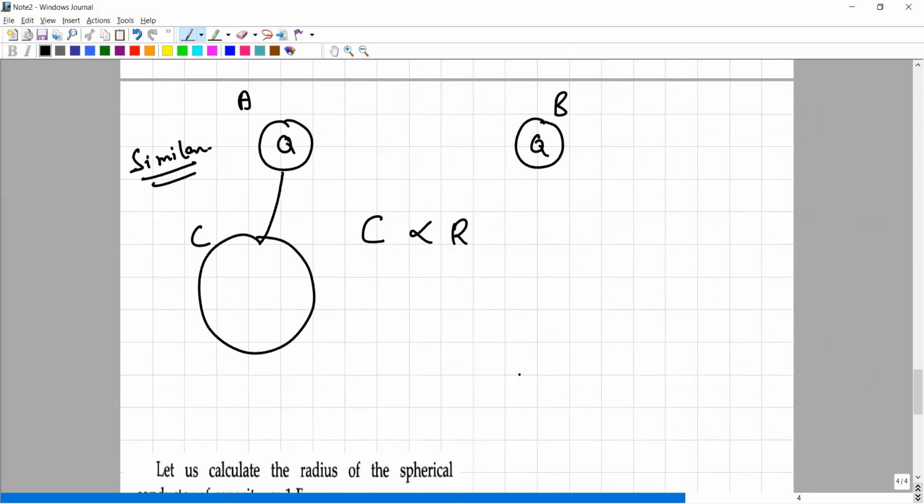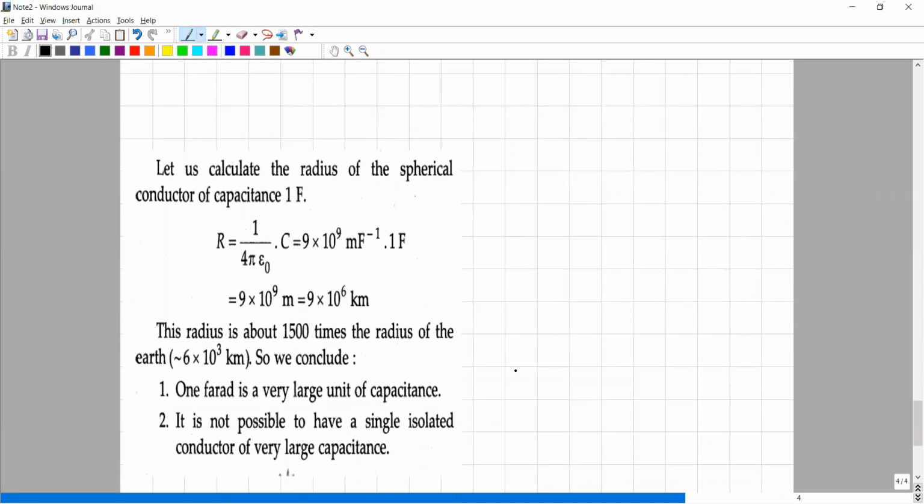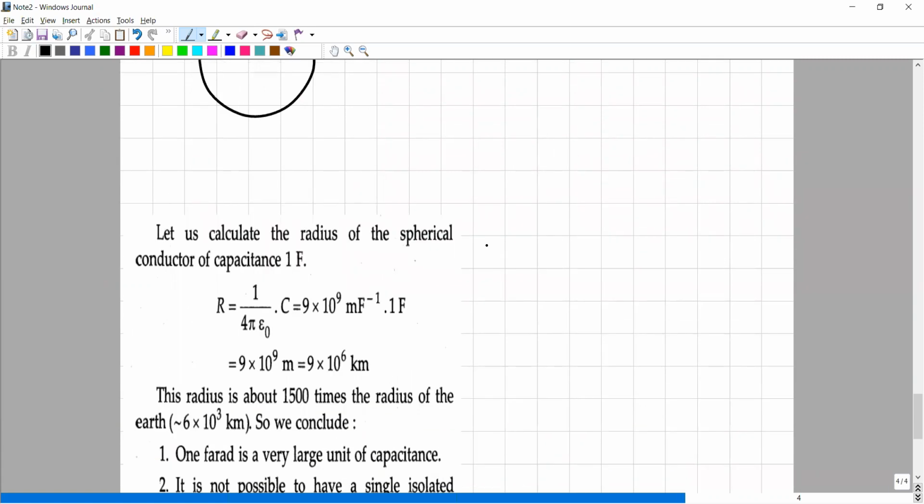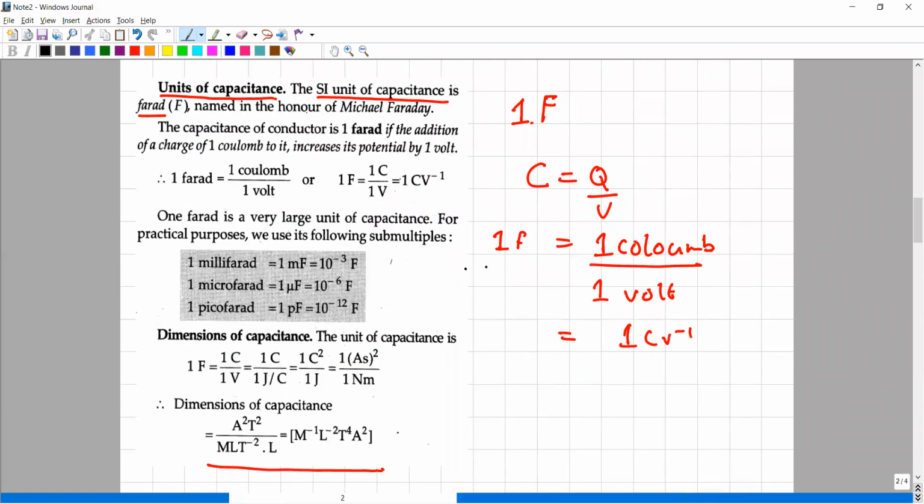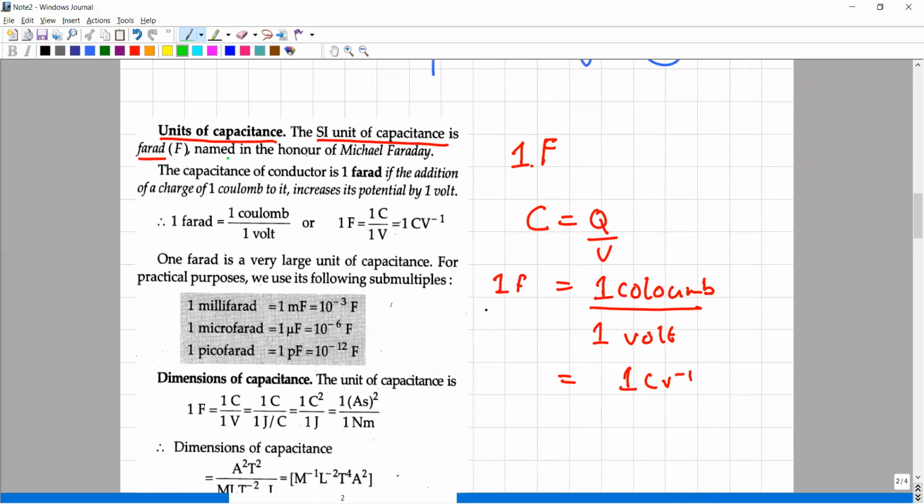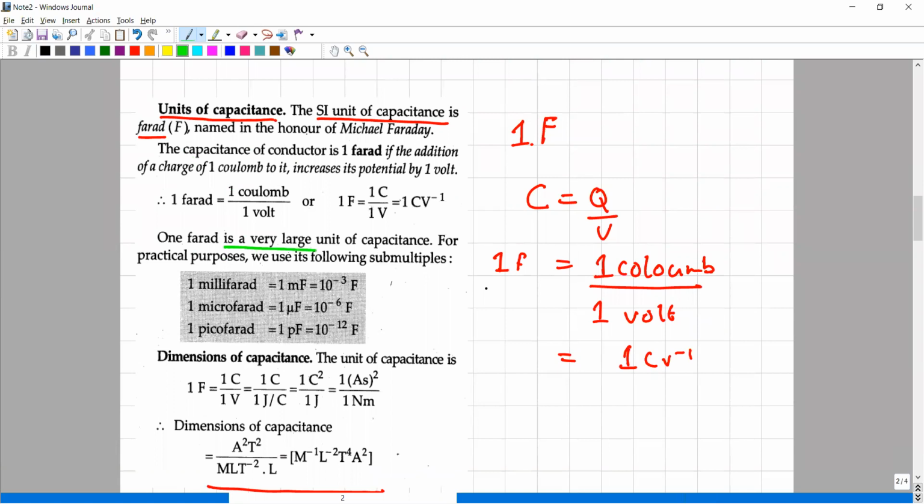Now, next topic is this 1 farad. I told you when we were discussing this farad thing, the definition, that this 1 farad is a very large unit. But why is it a very large unit? Let's find out.